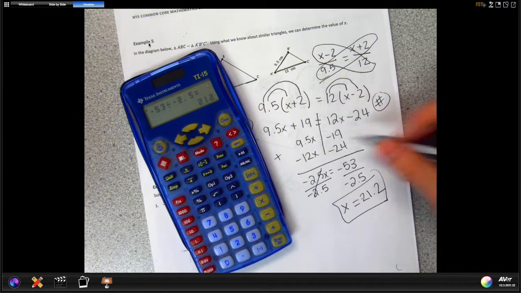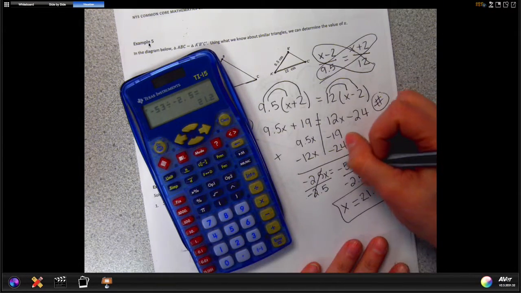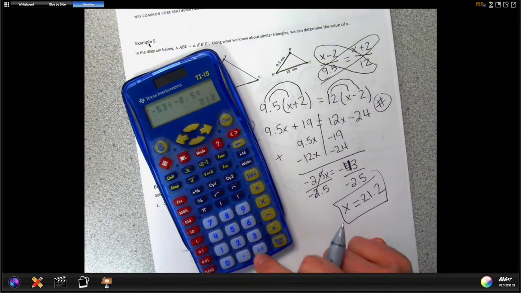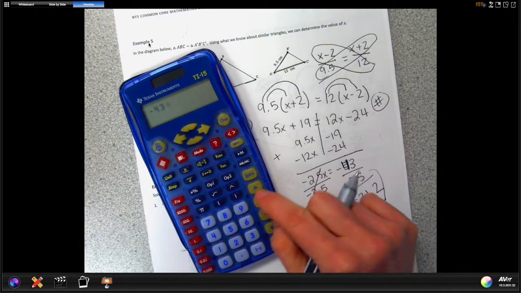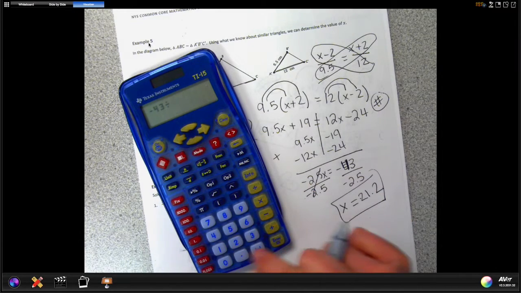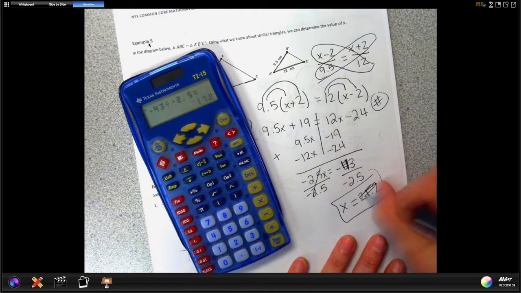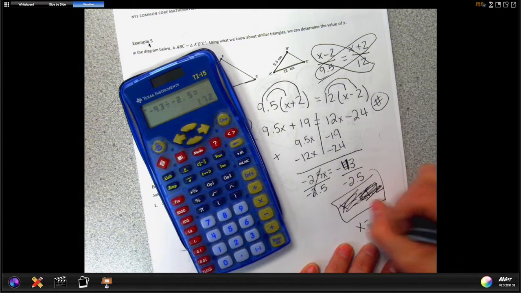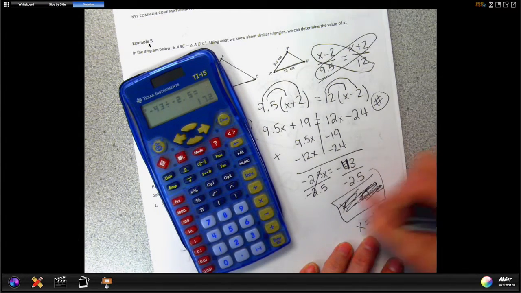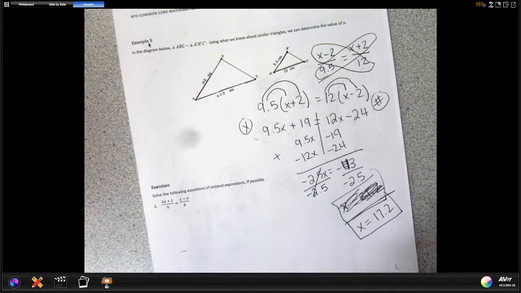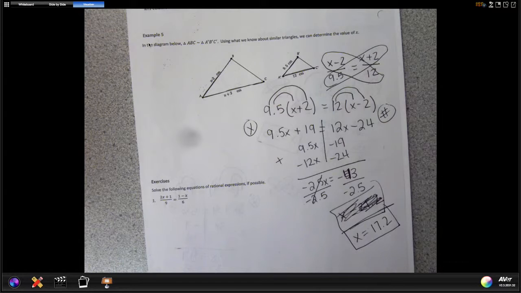Oh, that should have been 43. Oh my goodness, I made a mistake. That should have been negative 43. I'm sorry. So negative 43 divided by negative 2.5 gives you 17.2. My apologies. X equals 17.2. Just seeing if you're paying attention here. All right. And that's how you get your final answer. Again, another linear equation in disguise.